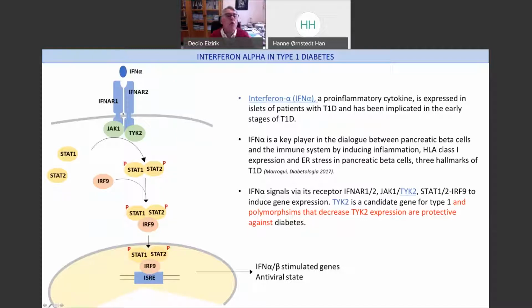And if you look at the way type 1 interferon signals, it is via binding to a surface receptor. It will then activate two kinases, JAK1 and TYK2, and as I told you, TYK2 is a candidate gene for type 1. These two kinases will phosphorylate two transcription factors, STAT1 and STAT2, that will form dimers and then bind to IRF9 or IRF7 and go to the nucleus, where they will stimulate interferon alpha beta stimulated genes.